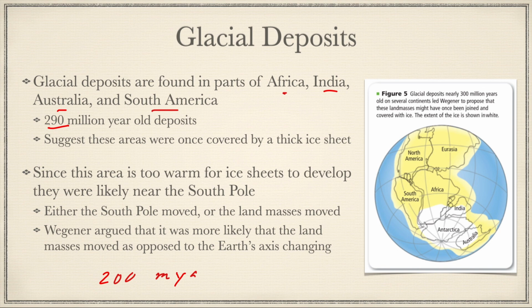So either the South Pole moved, the Earth has changed its orientation somehow, or the landmass has moved. So Wegener argued that it was more likely that the landmass has moved as opposed to the Earth's axis changing. So it's much more likely that the landmass has moved than it is that, say, Earth's axis changed, or it really would have had to change orientation completely, like turn sideways or something.